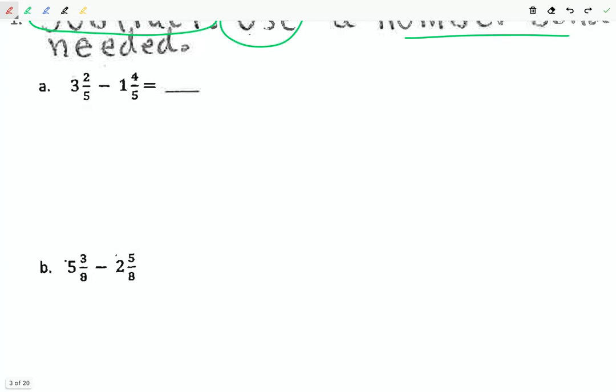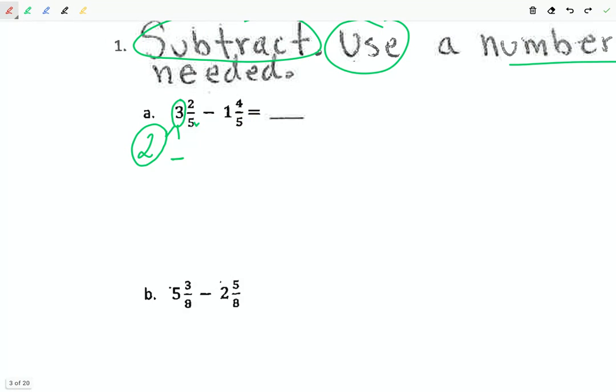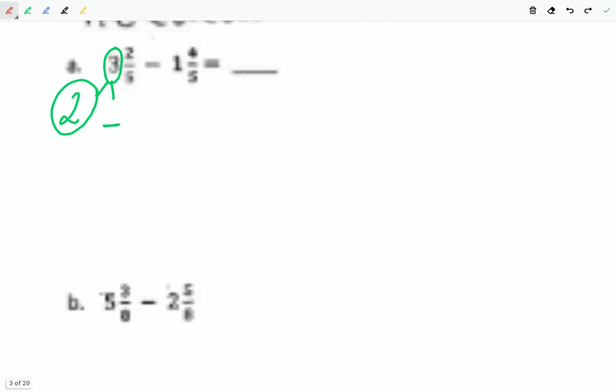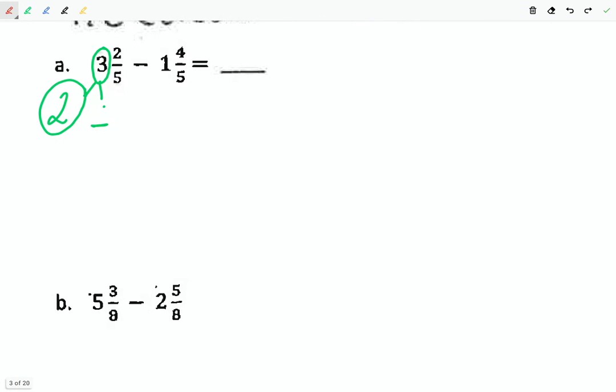So let's go ahead and begin. I am going to use the number bond like this. I am going to borrow 1 whole from 3, which means that I am putting 2 aside here, okay? And then the 1 whole that I am borrowing, I am going to rewrite as a fraction. Since I am working with fifths, the fraction is going to be 5/5. So the whole that I am borrowing, I am going to rewrite as 5/5.